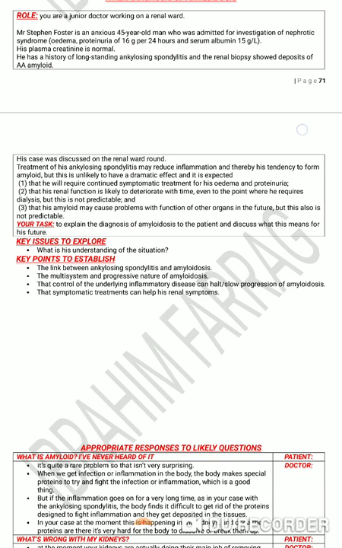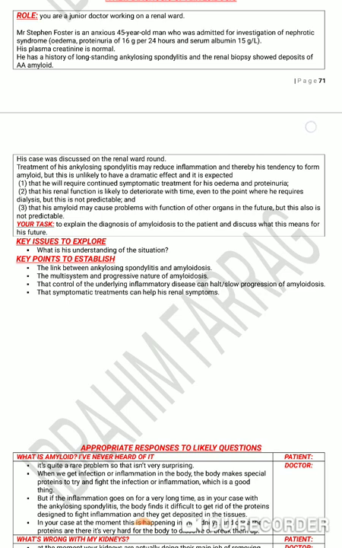His case was discussed on the renal ward round. Treatment of the ankylosing spondylitis may reduce inflammation and thereby his tendency to form amyloid, but it is unlikely to have a dramatic effect. It is expected that he will require continued symptomatic treatment for his edema and proteinuria, that his renal function is likely to deteriorate with time, even to the point where he requires dialysis, but this is not predictable, and that his amyloid may cause problems with the function of other organs in the future, but this also is not predictable.